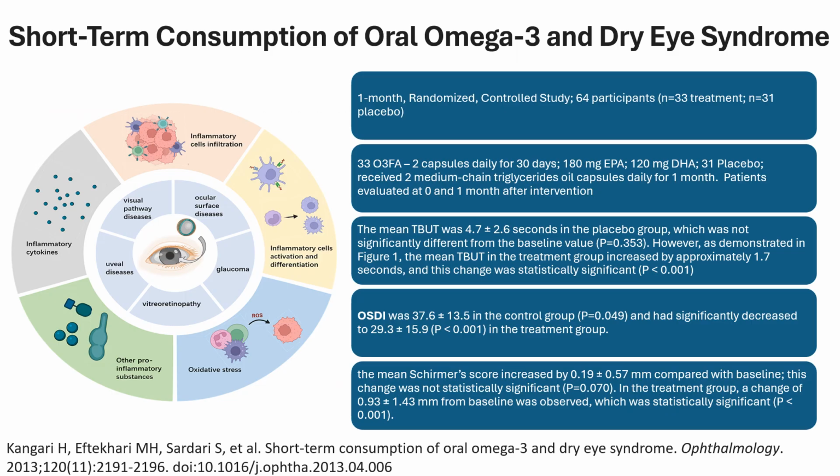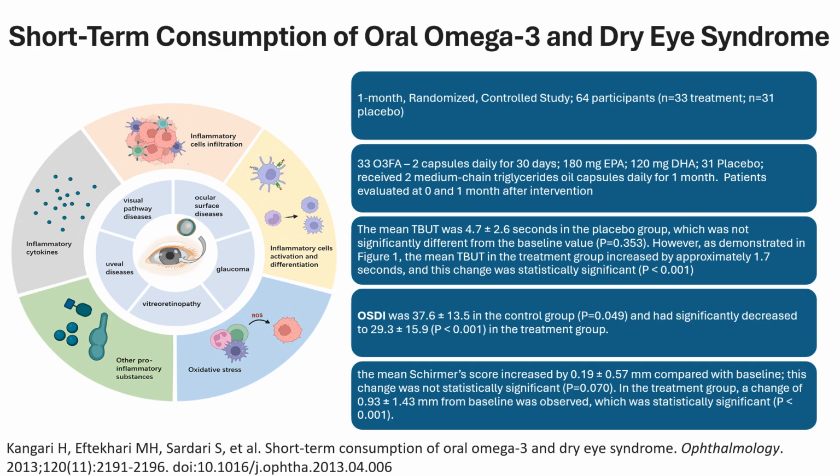Our first study is by Kangari et al., which is a randomized double-blind clinical trial. 64 patients with dry eye symptoms, 33 people in the treatment group, and 31 people in the placebo group. Our treatment group received 2 capsules of omega-3s that had 180 milligrams of EPA and 120 milligrams of DHA for 30 days. Our placebo group received 2 medium chain triglyceride oil capsules daily for 1 month.